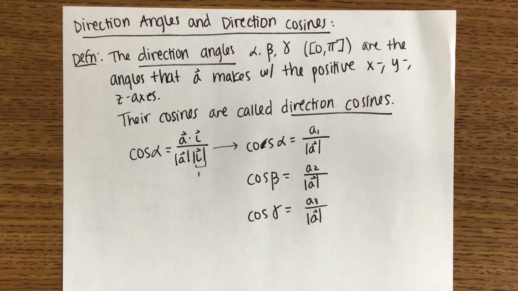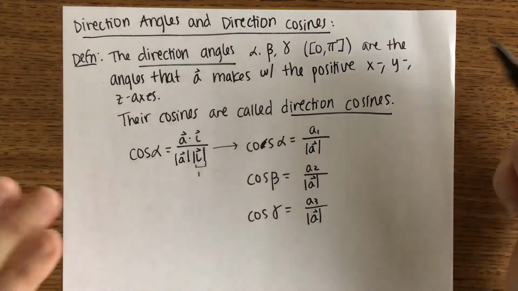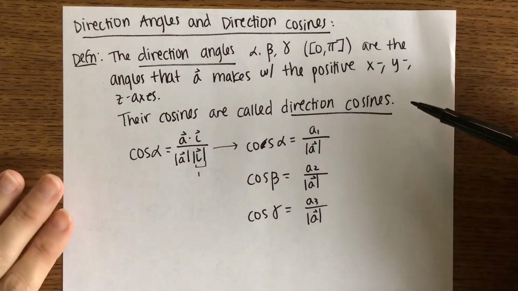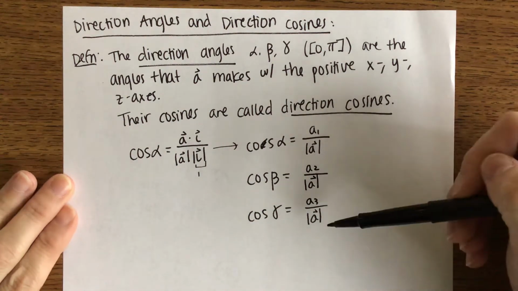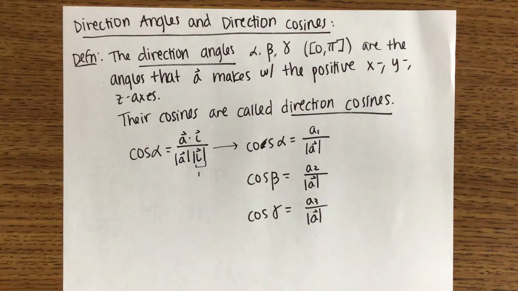Now, you need to be very careful what you are asked for. A lot of times you'll be asked just for the direction cosine. So what I want is that fraction. I don't actually want you to solve for alpha, beta, and gamma. Sometimes you will be asked, though, to solve for them.